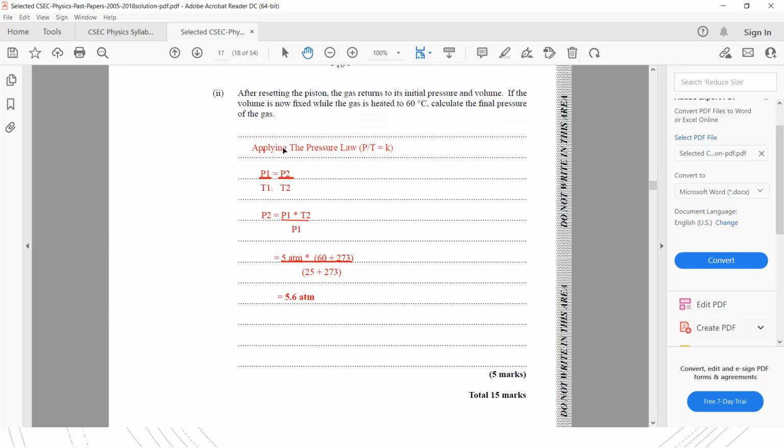This part of the question asks us to find the final pressure.